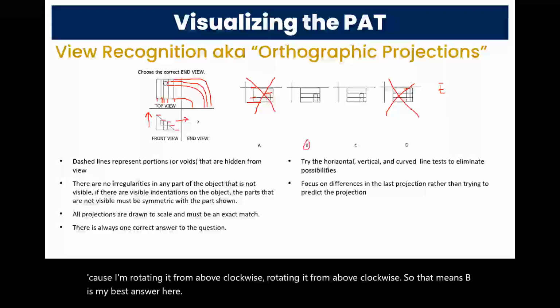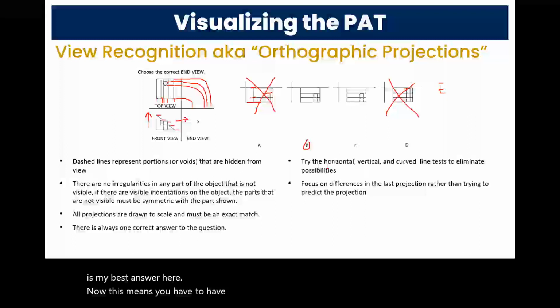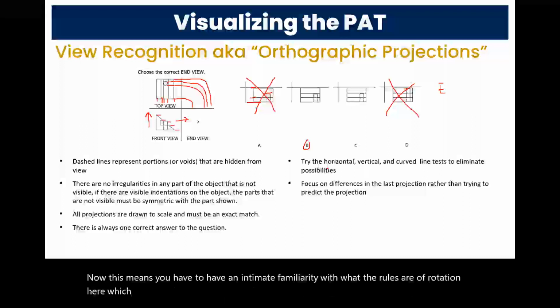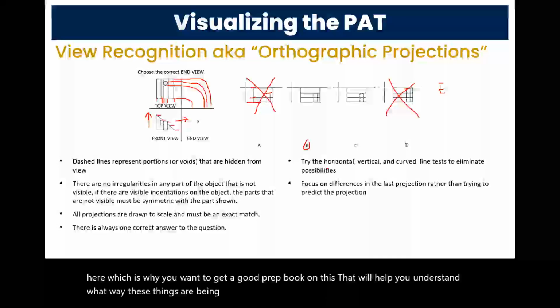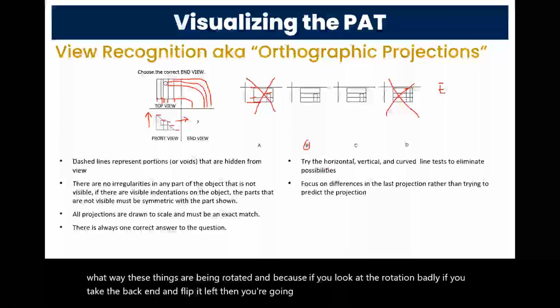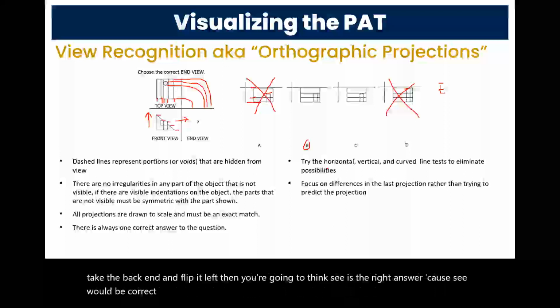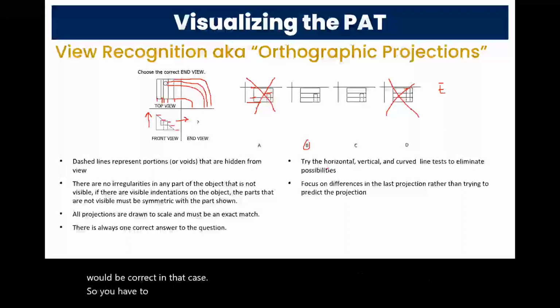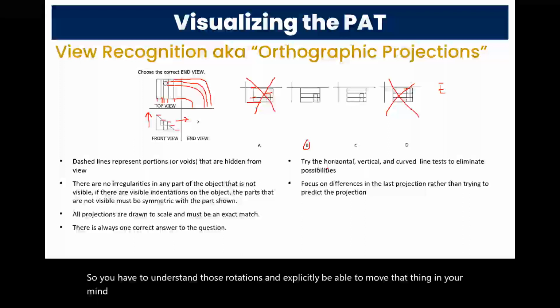Now, this means you have to have an intimate familiarity with what the rules are of rotation here, which is why you want to get a good prep book on this that will help you understand what way these things are being rotated. Because if you look at the rotation badly, if you take the back end and flip it left, then you're going to think C is the right answer because C would be correct in that case. So you have to understand those rotations and explicitly be able to move that thing in your mind in space. Boy, this is an annoying part of the test.